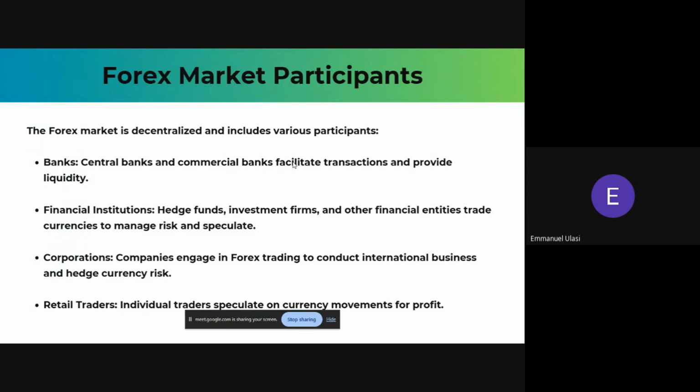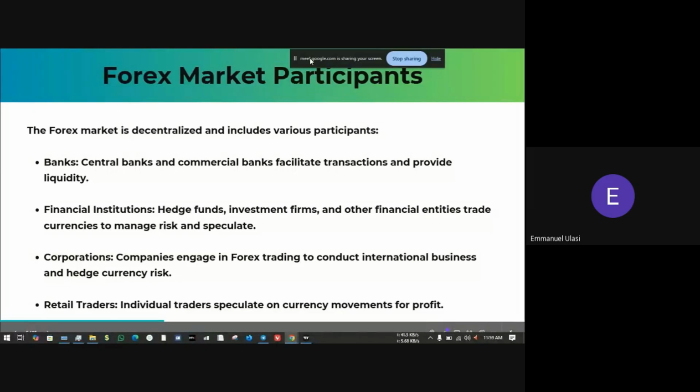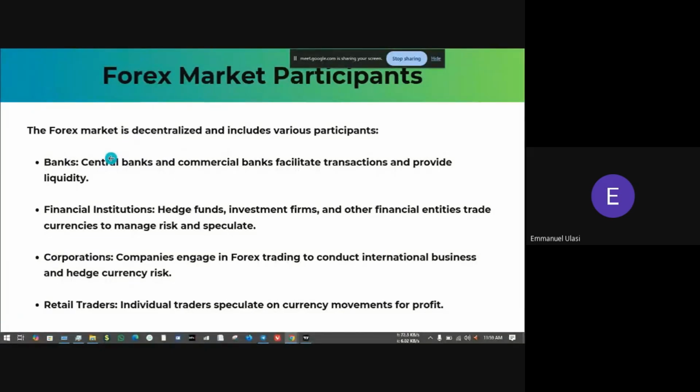The Forex market is decentralized and includes various participants. Number one, we have the banks. Central banks and commercial banks facilitate transactions and provide liquidity. At the top of the food chain, we have the central banks. These central banks bring in the liquidity that is flushed into the market. The main engineers of the liquidity in the $6 trillion market that we are talking about are the banks.